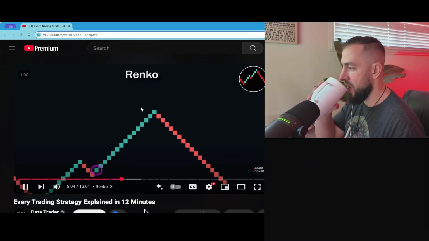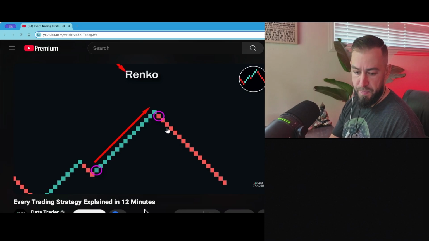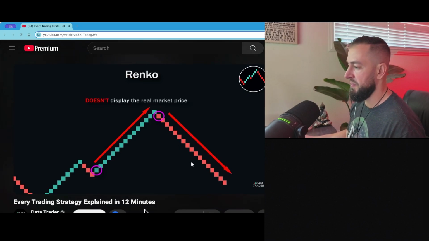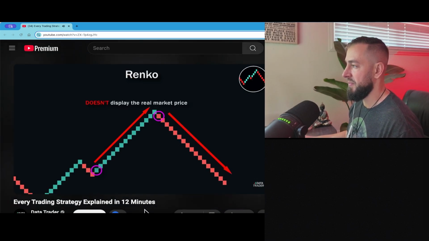A green Renko block signals an uptrend, and a red Renko block signals a downtrend. And keep in mind that Renko charts only act as an indicator. It does not display the real market price.